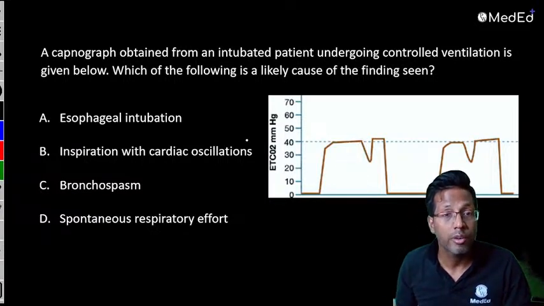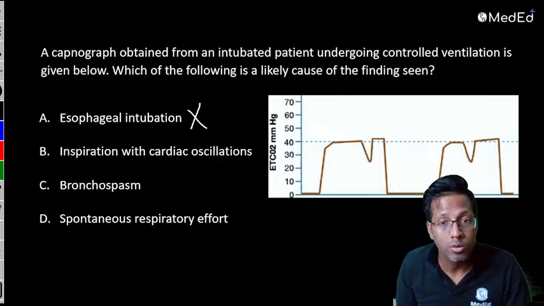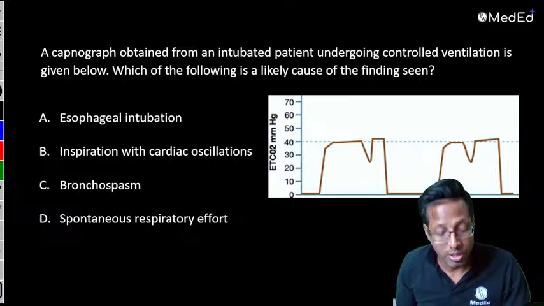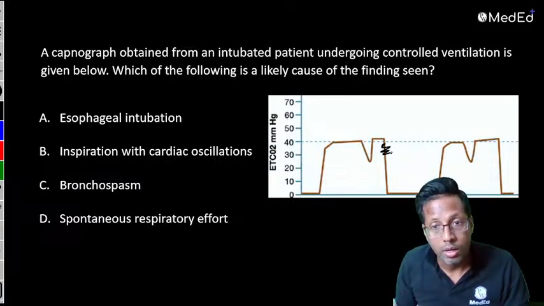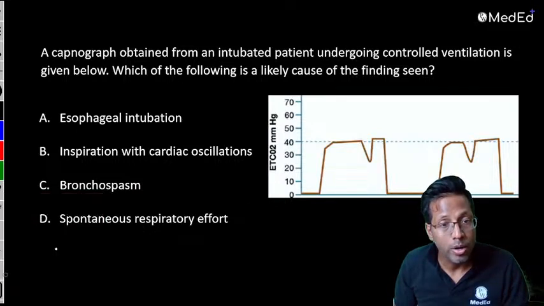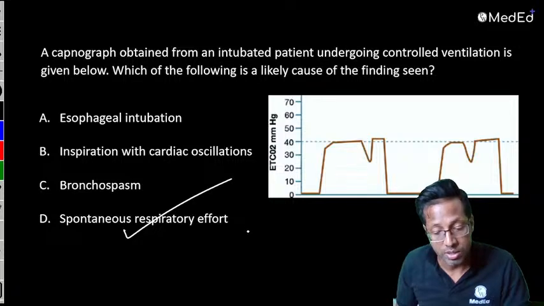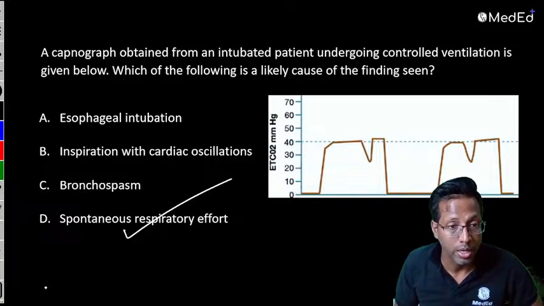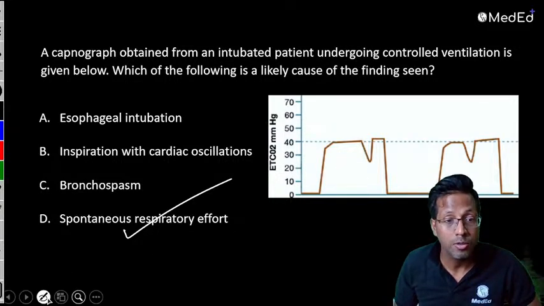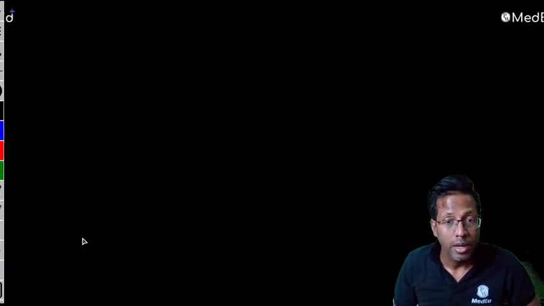So, in this question, if it goes into the esophagus, you will get no carbon dioxide. Here you can see carbon dioxide. Inspiration with cardiac oscillations is going to be seen over here, which you can't see because this is the expiration and this part is the inspiration, which you can't see. Bronchospasm will have a shark fin appearance like this, right? So what you can see over here is basically a spontaneous respiratory effort of the patient which has come back. Correct, Dr. V? Absolutely correct. Okay. So the correct answer here is spontaneous respiratory effort.